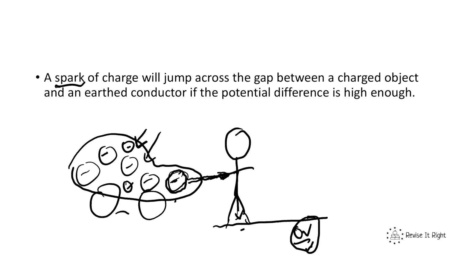When that's large enough, the electrons can jump from the charged object through you down to the earth. And that experience is a spark. Now, electrons can also jump between a charged object and any earthed conductor that's nearby.